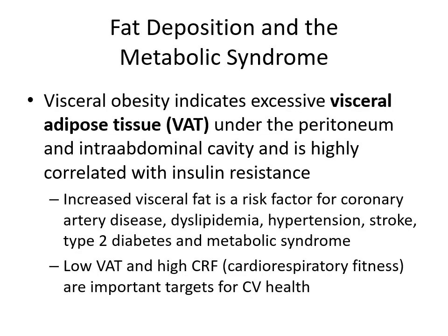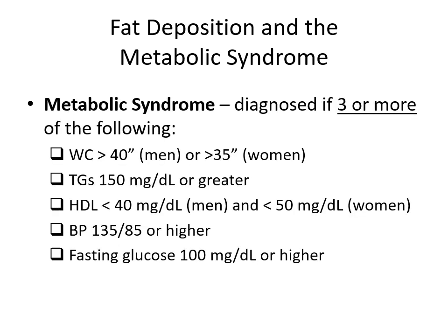Now, visceral obesity indicates visceral adipose tissue under the peritoneum and in the intra-abdominal cavity, and again, as we discussed previously, is highly correlated with insulin resistance. Increased visceral fat is a risk factor for coronary artery disease, dyslipidemia, hypertension, stroke, type 2 diabetes, and metabolic syndrome. Low VAT and high cardiorespiratory fitness are important targets for cardiovascular health. So we want to ensure that we're not having this visceral obesity or abdominal obesity, and improve our cardiovascular health.